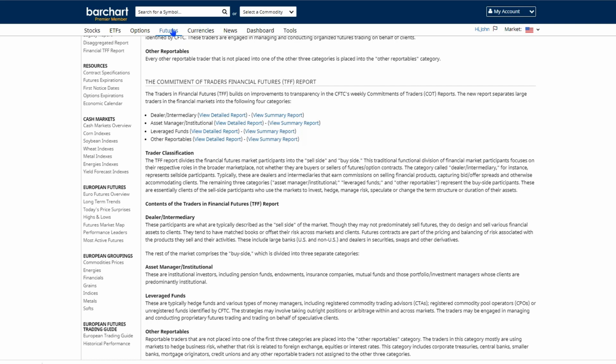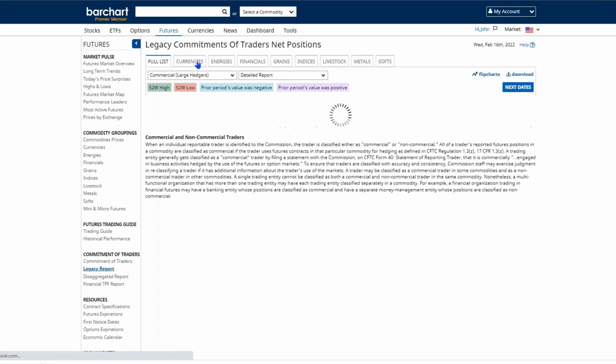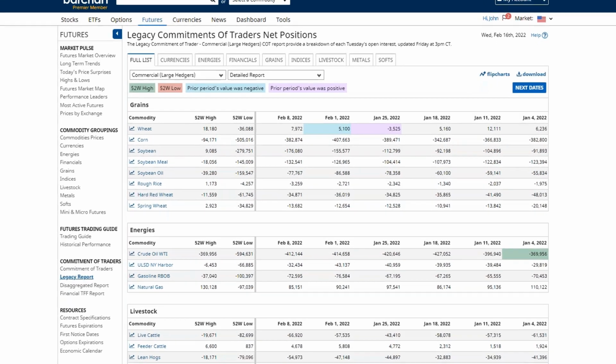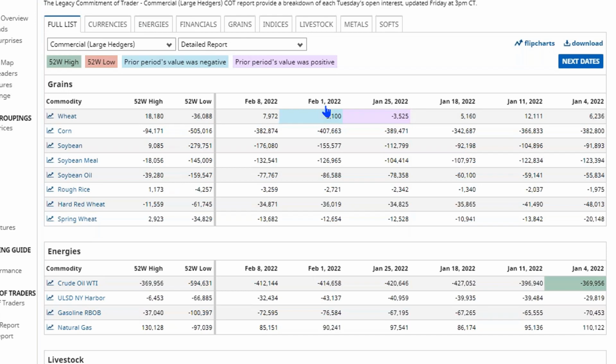So let's go back to our legacy report. And before we break this down, the next thing you need to know with the Commitment of Traders report is that the report designates long positions with a positive number. So if we see here on February 1st, for our wheat commercials, our hedgers, their position was 5,100, a positive number, meaning that they were long 5,100 contracts. And short positions are designated as negative numbers. So if we look on January 25th, our commercial hedgers for wheat were short negative 32.25.